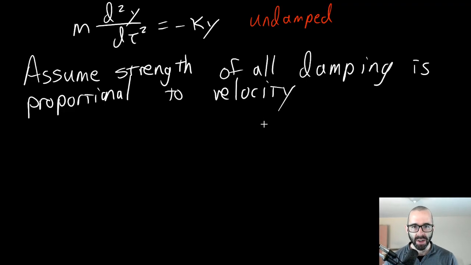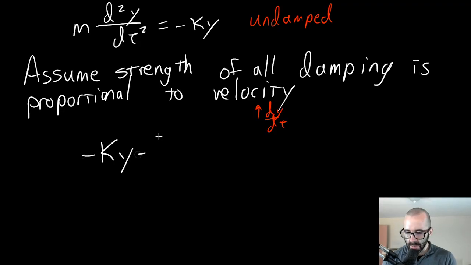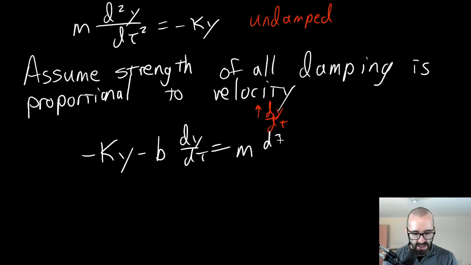Well, how do we incorporate that? Remember what proportional means, right? That means something's going to be equal to a constant times the thing. What was velocity? Velocity was dy/dt. So really what we have here is some other constant, and we can just add it to one side of the equation. Negative ky minus b times dy/dt equals m times d squared y/dt squared.